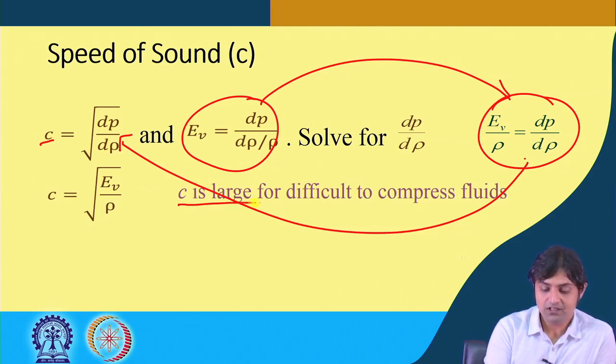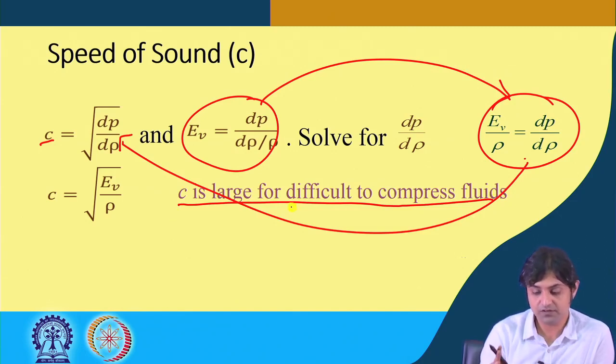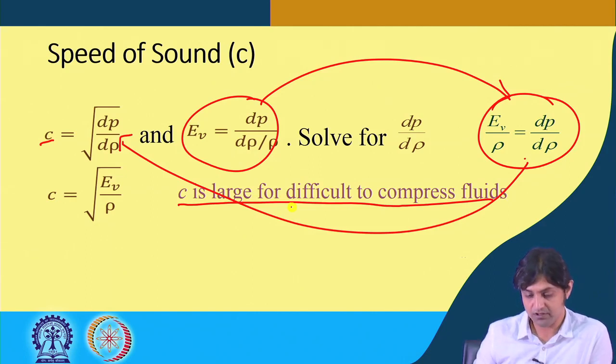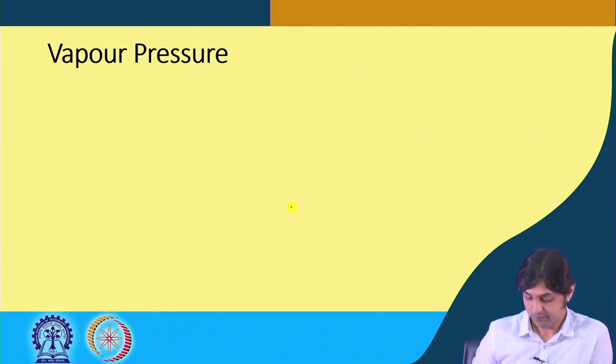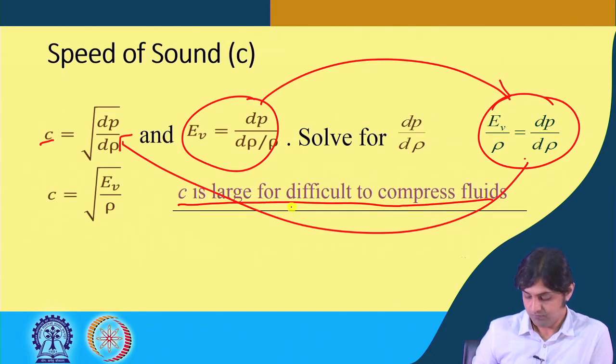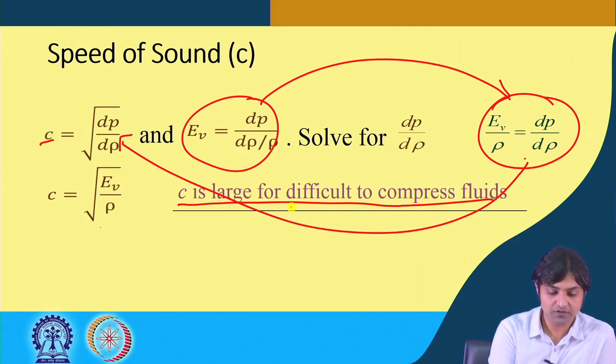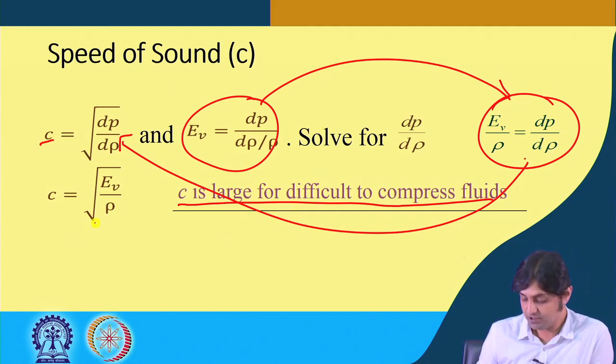Here C is generally very large for liquids. It is very difficult to compress fluids, because EV, the bulk modulus, in case of fluid is too much. So if we know this equation and we know what type of process is there, we should be easily able to find out the speed of sound.